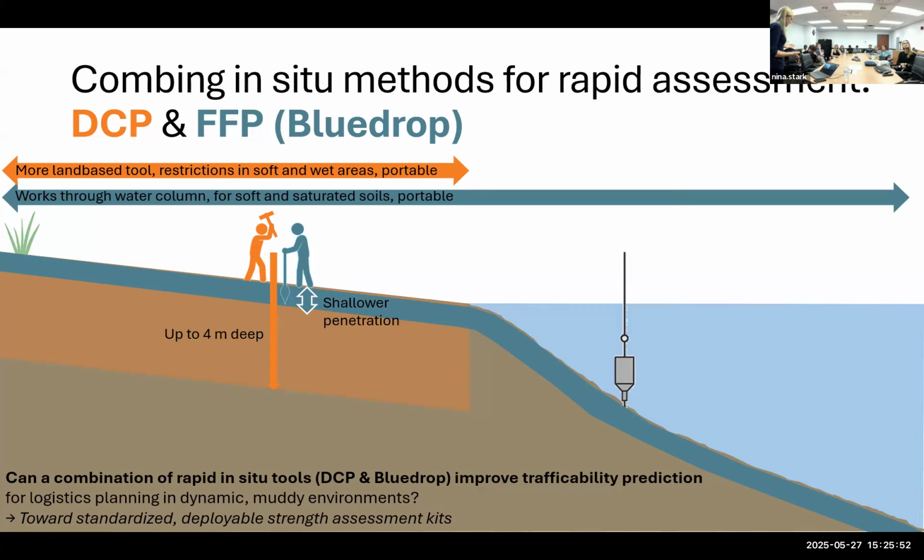So the question would be, can a combination of rapid in situ tools like DCP and Blue Drop improve trafficability prediction for logistics planning in dynamic muddy environments, to get to a standardized tool for rapid assessment, maybe by combining two methods, or something that you can really use in difficult to deploy areas.